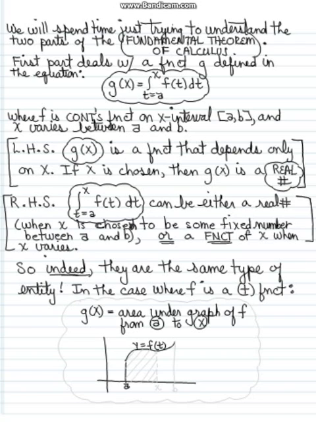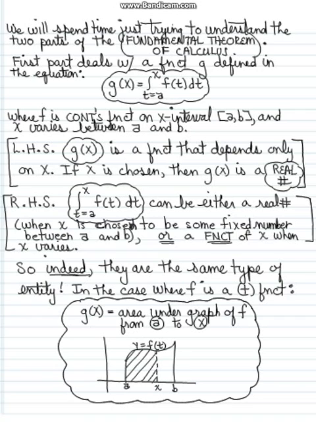So here's a picture. There's the function, y equals f of t. There are the boundaries, a and b. X is a value somewhere between a and b. And then this g of x is the integral from a to x. So it's the area beneath the curve f, between a and x.